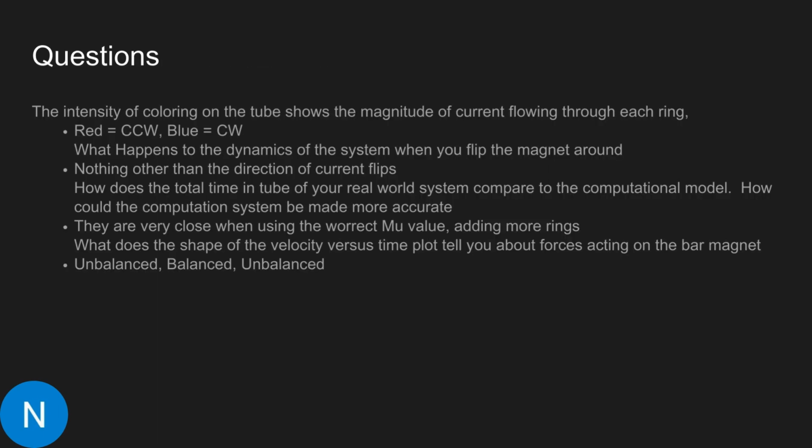So for the questions, for question 1, red is counterclockwise, blue is clockwise. For the second question, nothing other than the direction of the current flips, the magnet will still fall at the same speed. For the third question, they are very close, and when using the correct mu value, which is adding more rings. And then for the last question, it is unbalanced, balanced, then balanced.